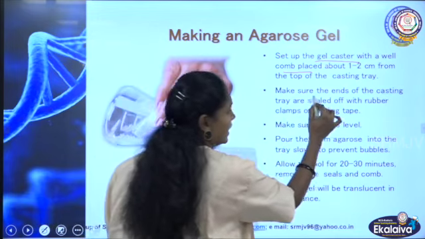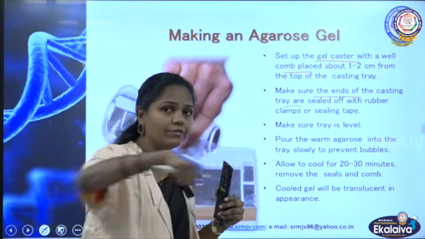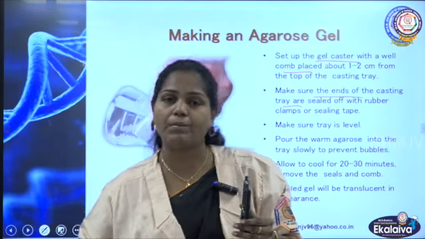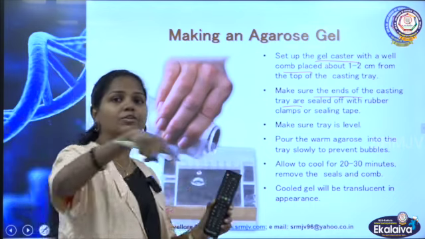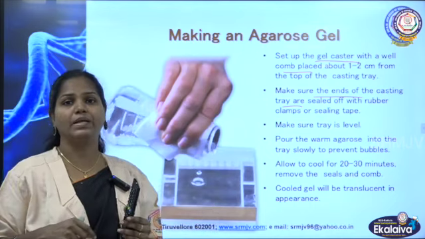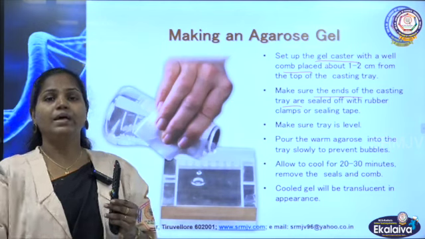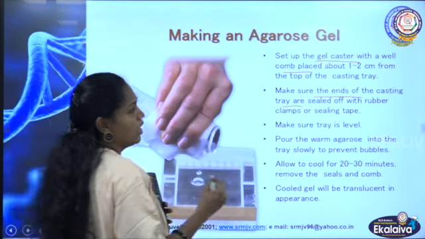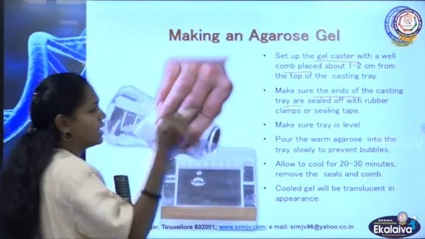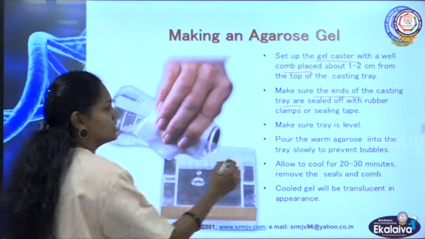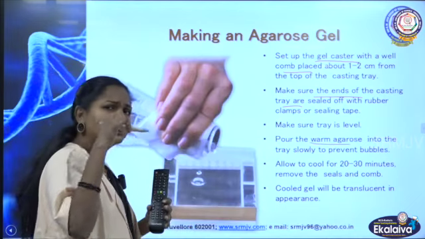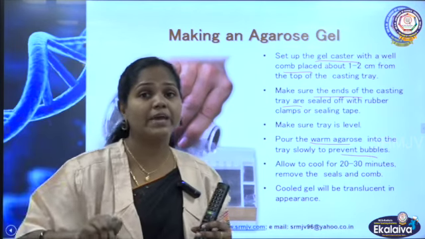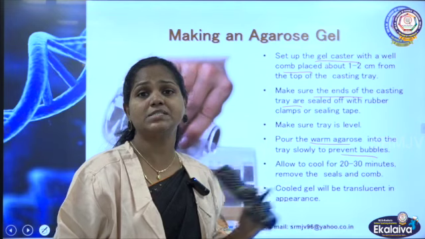Make sure that all four sides of the caster trays are sealed properly, or else the agarose will come out when you pour it. Then insert the comb, and the prepared agarose has to be poured without the formation of air bubbles. This warm agarose is poured slowly to prevent bubble formation. If bubbles form, they will affect the sieving property of the agarose.